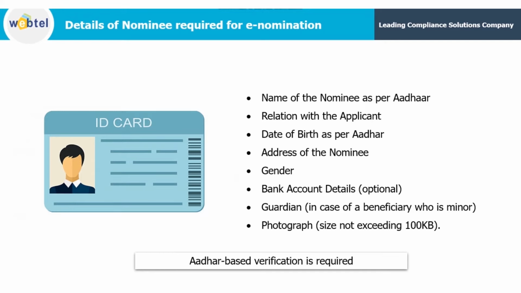Now, to file the nomination, the details of the nominees have to be submitted. So what are these details? Name of the nominee as per the Aadhaar, relation with the applicant, date of birth as per the Aadhaar, address, gender, bank account details, guardian details in case the nominee is a minor, and a photograph is mandatory to be submitted. After the submission of these details, Aadhaar based verification is going to be there. You will have to submit the OTP and verify the nominations.